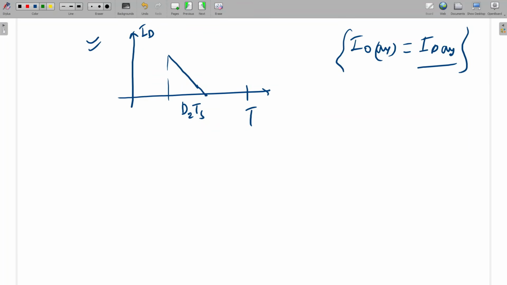Now this equation we can apply here: I naught average is equal to ID average. I naught average we can write as V naught by R, and this will be the ID average. So how can we calculate the ID average? What will be this length? Can anyone tell?